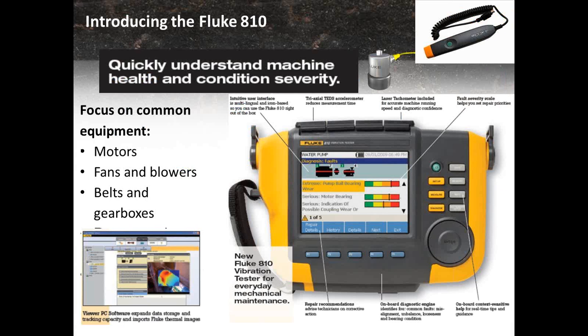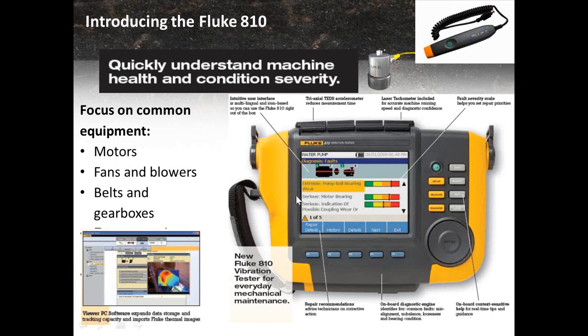So let's talk a little bit about the vibration tester. Here you see an image of the Fluke 810, the vibration tester. When you look at the screen, you'll notice right on the screen, we're not looking at a lot of vibration spectra or squiggly lines. We're looking at an answer. We're looking at the report.